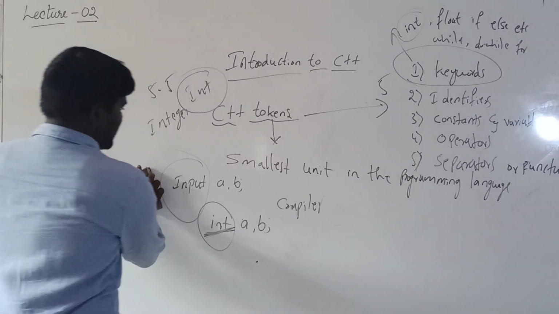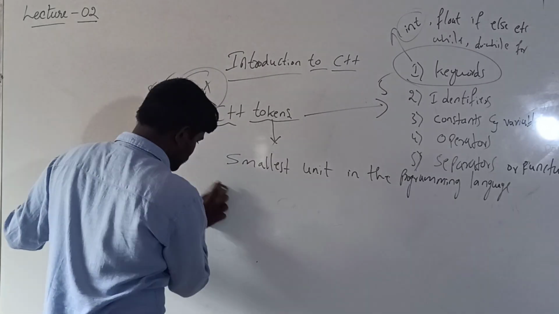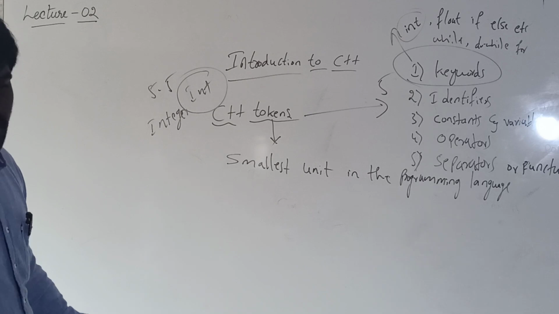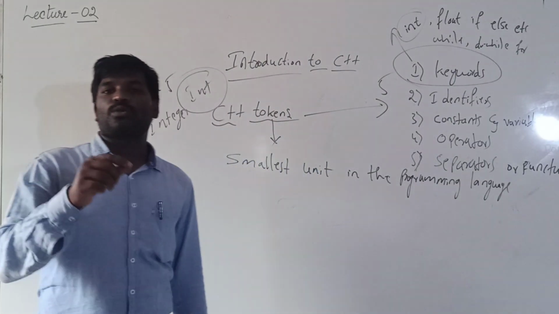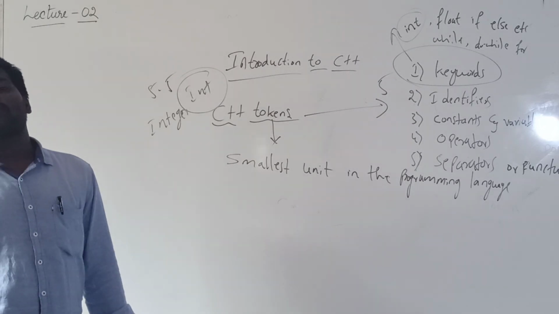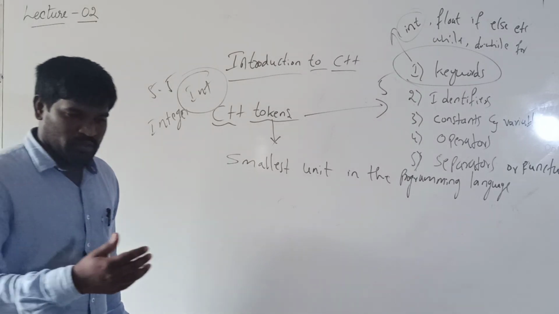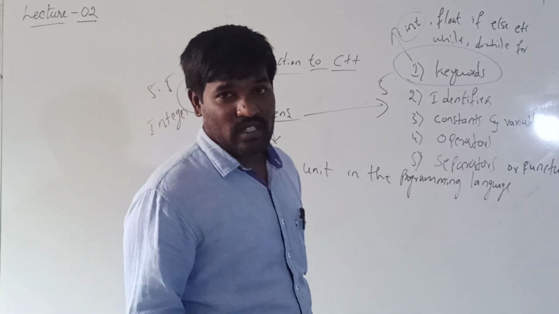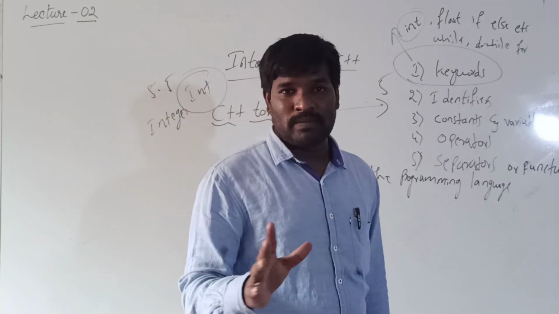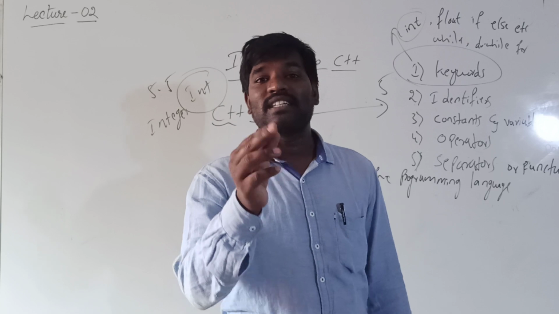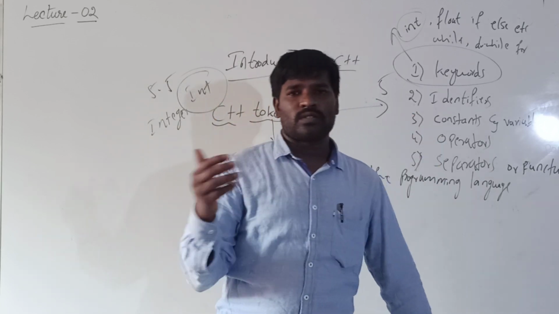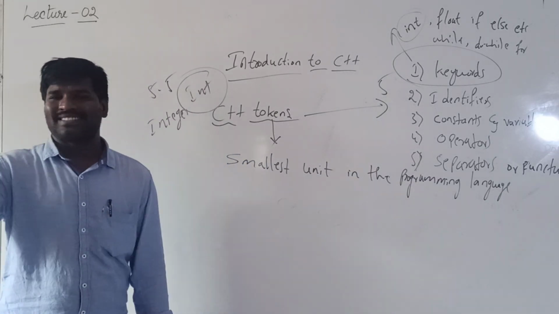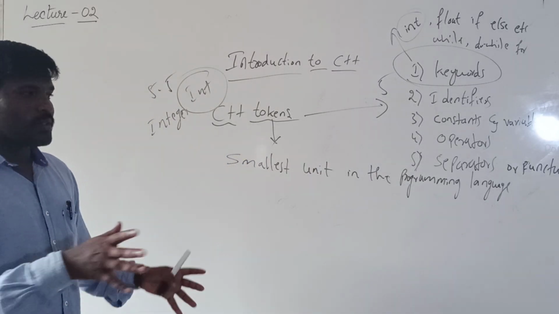Second one is identifiers. Identifiers are nothing but the name given to a programming element such as a variable. It may be a variable, a function, or an array, whatever it may be. But presently we know only variables and functions. Functions and arrays we will discuss in the upcoming classes. But we know the variable.